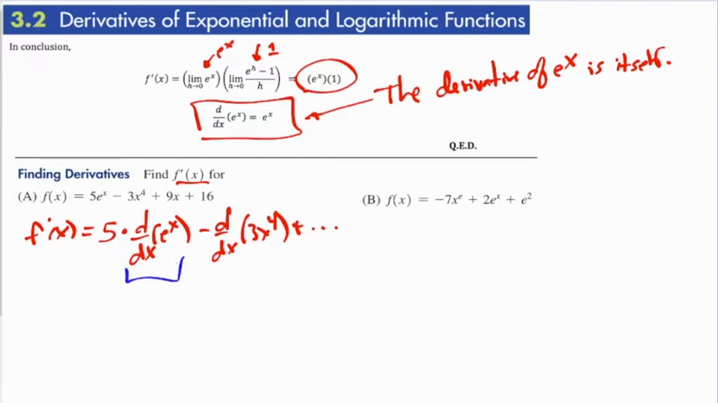The derivative of e to the x is itself, and the 5 will multiply that. Next, the derivative of 3x to the fourth is 12x cubed. Then the derivative of 9x is 9, and the derivative of 16 is 0. So f prime of x is equal to 5e to the x minus 12x cubed plus 9.